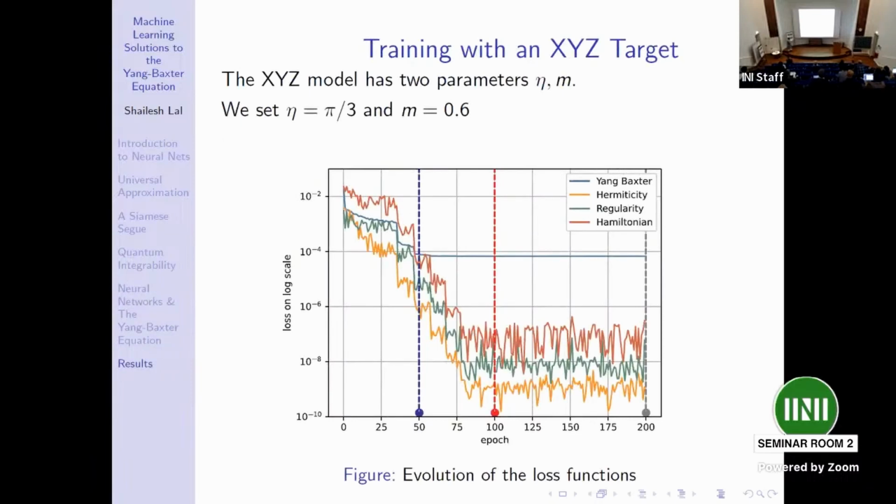So again, for definiteness, let's look at the XYZ model. It has two parameters, eta and m. If you set these target values, then they control the Hamiltonian entries. And then it turns out that when you train this network, it very quickly settles down to orders of magnitude 10 to the minus 8. So the loss function settles down to 10 to the minus 8, which means that the Yang Baxter equation and all of these extra constraints are satisfied to this order.